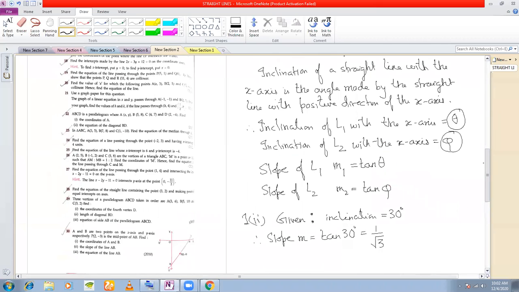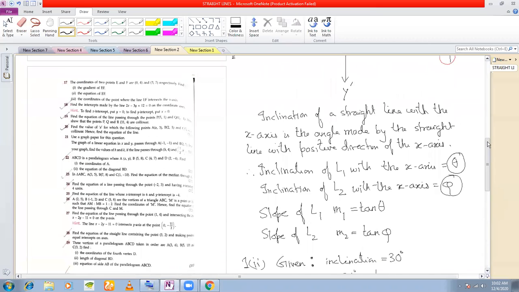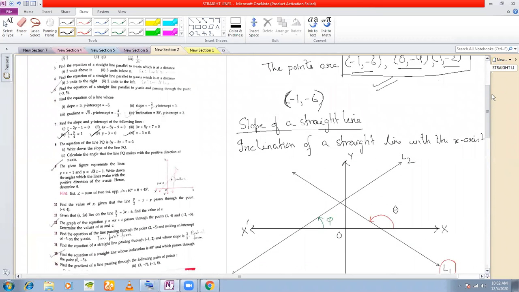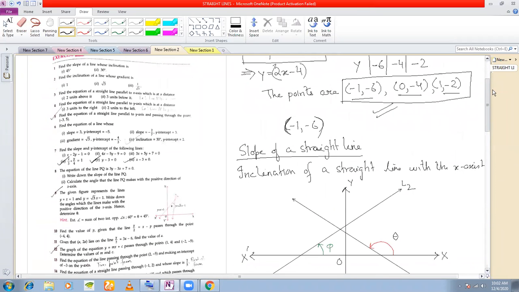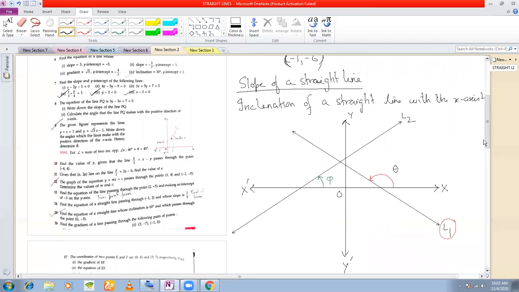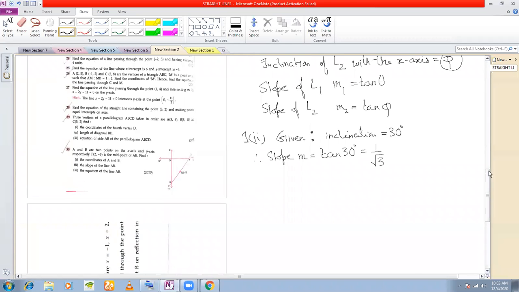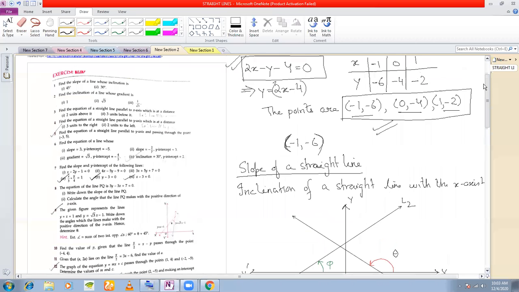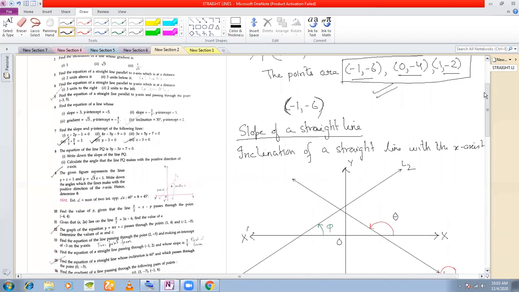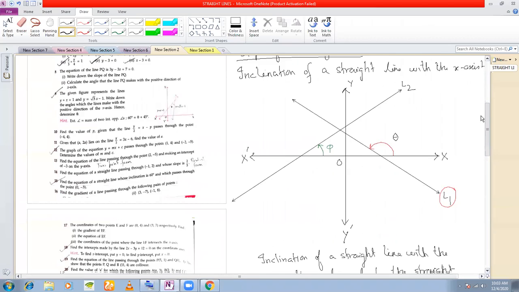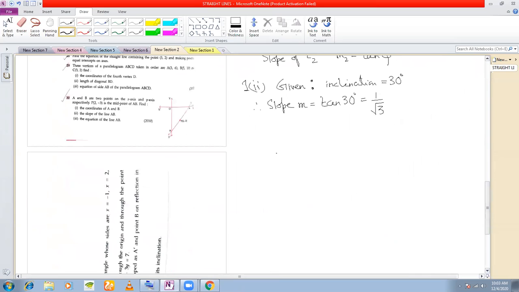Suppose if the inclination is given to you as 45 degree, then how will you find out the slope? Tan 45, which is 1. And similarly for others. Next, what if the slope is given to you and you need to find out the angle which it makes with the x-axis? Let us take it from a problem. Let's say 2 part 2. Find the inclination of a line whose gradient is root 3.